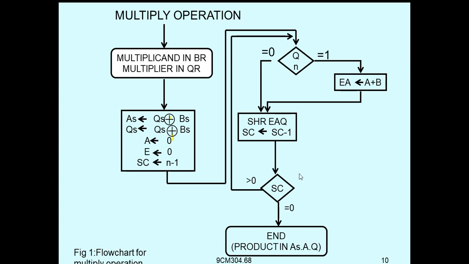These processes are repeated until the sequential counter becomes 0. For example, if it is 4, this whole thing is repeated 4 times. If it is 5, it is repeated 5 times. If it is n, this process is repeated n times.